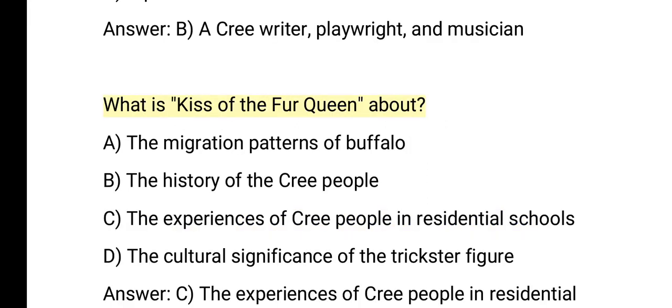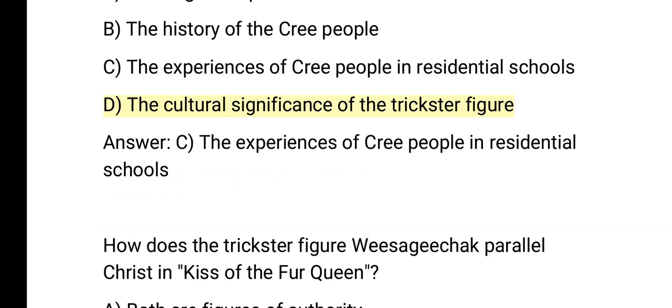What is Kiss of the Fur Queen about? A. The migration patterns of buffalo. B. The history of the Cree people. C. The experiences of Cree people in residential schools. D. The cultural significance of the trickster figure. Answer. C. The experiences of Cree people in residential schools.